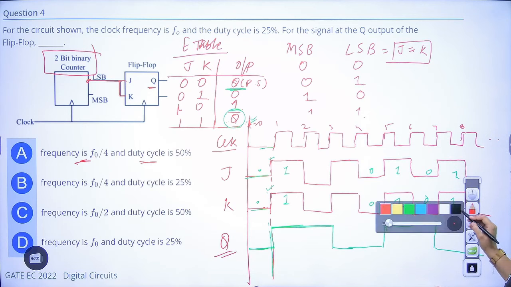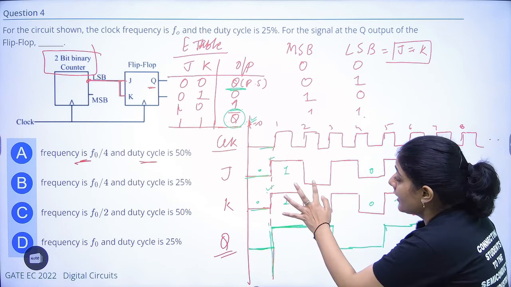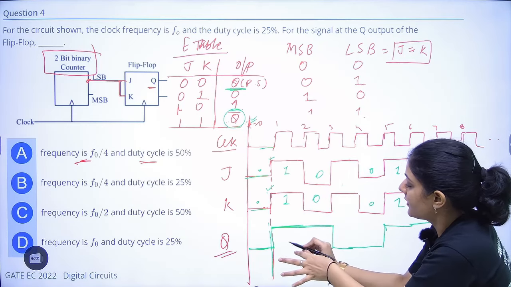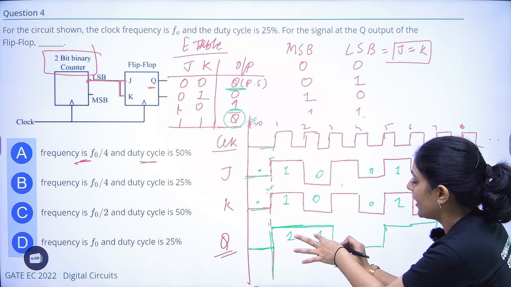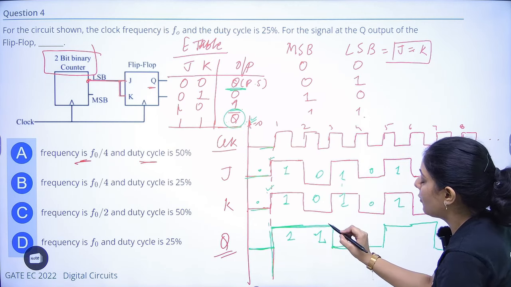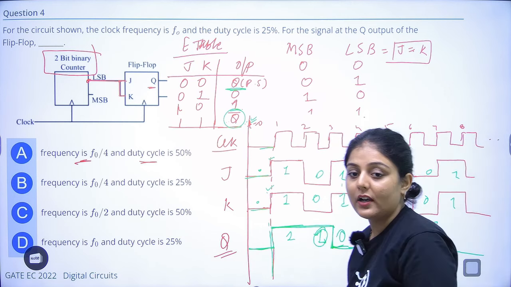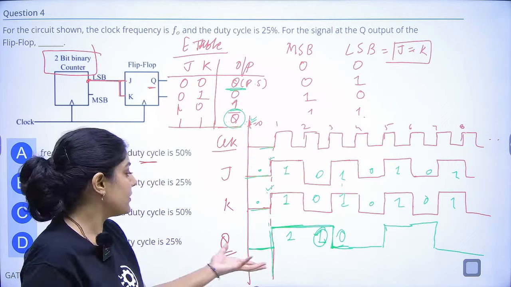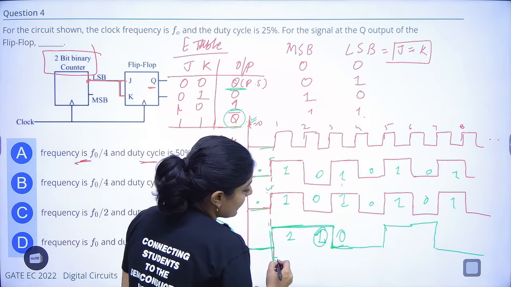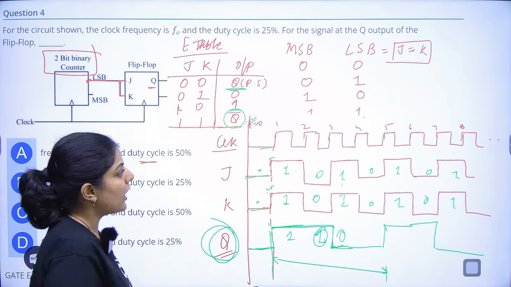Right. So now what's happening here? For value 0 and 0, it will remain in the previous state. So the previous state was 1, so it will remain in 1. Here again it will see 1 and 1, it will toggle itself. It was 1, it will become 0. Like this, the cycle will go on. Now if you see this output, this is the complete cycle of the output.